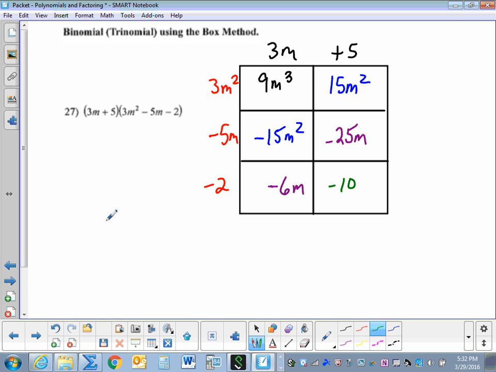So I'm going to combine like terms, 9m to the third. And then I have a minus 15m squared and a plus 15m squared, so that cancels out. So then just a minus 31m minus 10. So go ahead and try number 28.